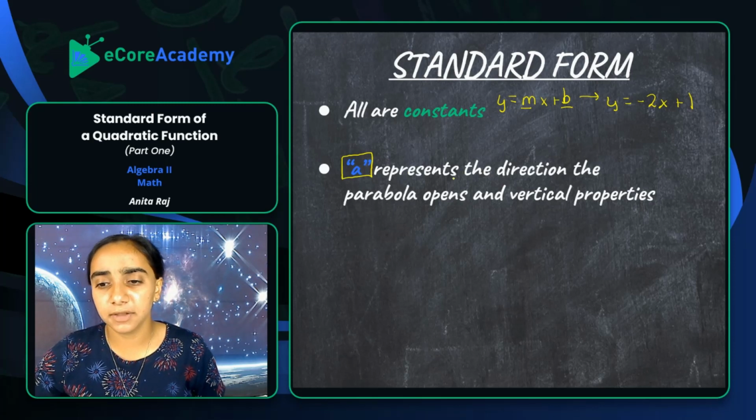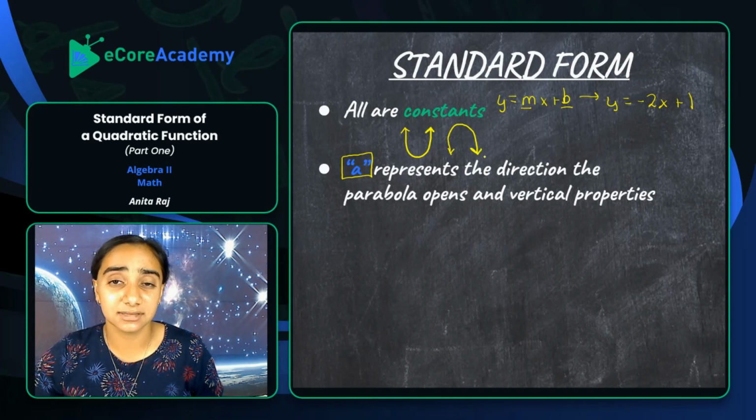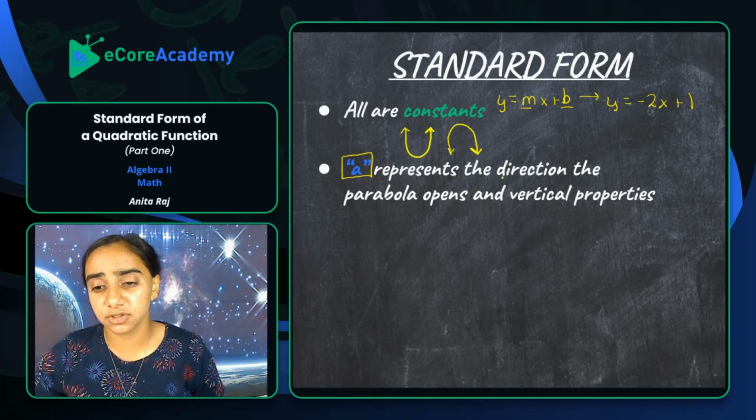So what do we mean by the direction the parabola opens? Well, does it open this way, meaning that a is positive? Or does it open this way, meaning the parabola is reflected across the x-axis and a is negative, which is just less than 0? So that's what the direction the parabola opens means. And vertical properties, what does this mean?